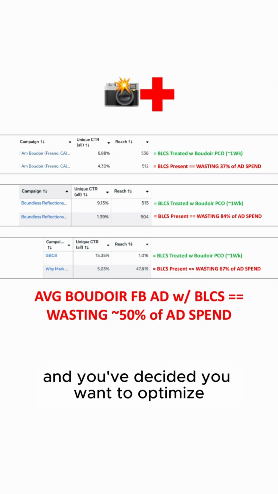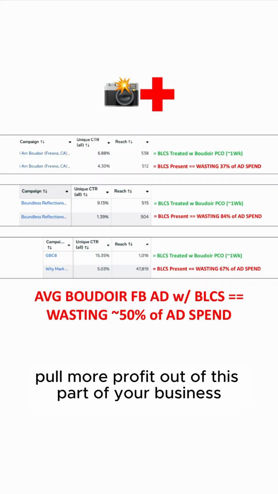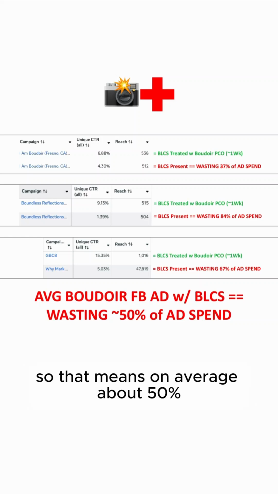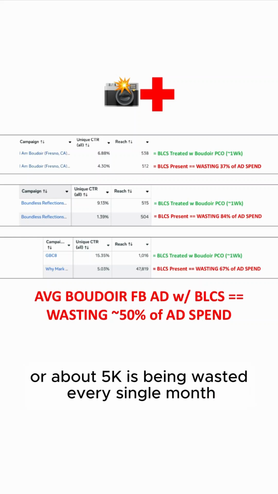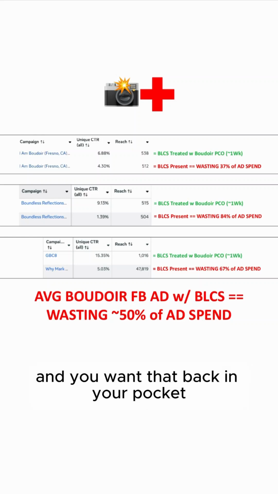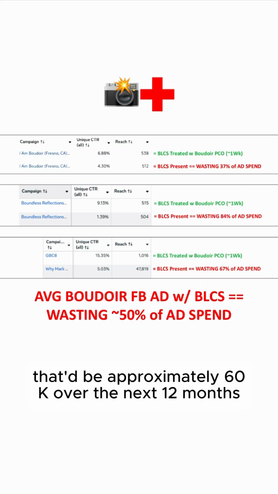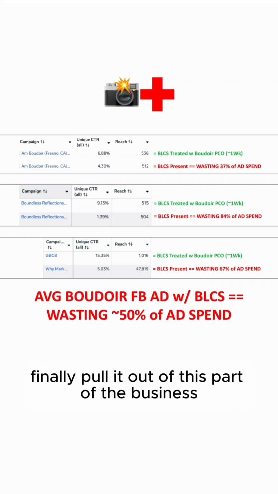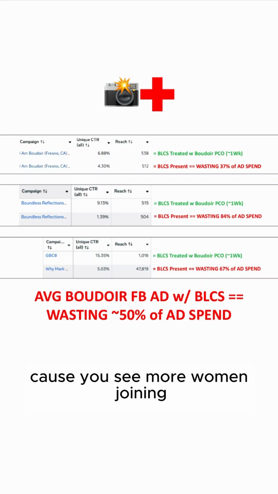So if you're a Boudoir low click advertiser with Boudoir low click syndrome, and you've decided you want to optimize and pull more profit out of this part of your business, and you're spending more than 10 grand a month on Boudoir Facebook ads, that means on average about 50%, or about 5K, is being wasted every single month. You want that back in your pocket; that'd be approximately 60K over the next year. And you're optimizing all the other parts of your business, so you decide you're ready to finally pull it out of this part too, because you see more women joining.